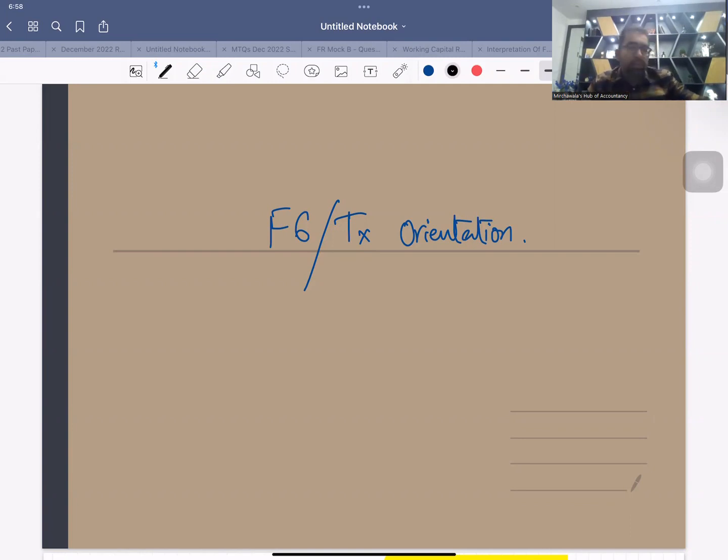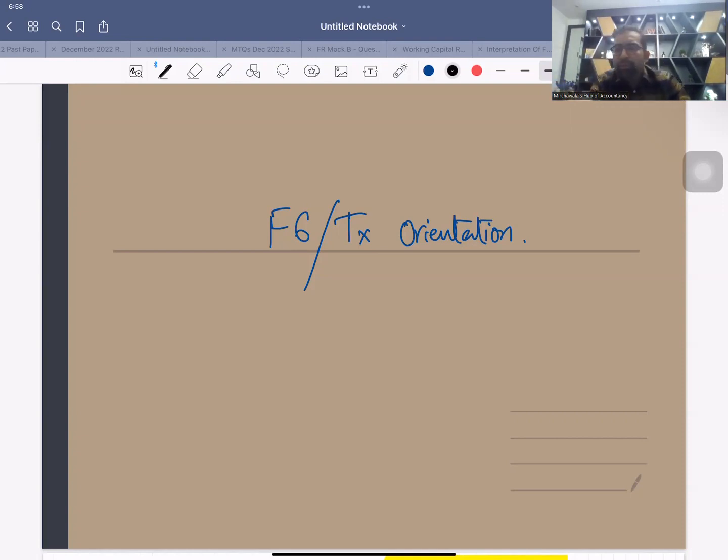Today we are going to discuss the orientation of F6 TX, that is an ACCA paper, right? Before we move on, let me share something about me. I've been teaching for the last 18 to 20 years now. I not only teach this paper F6 TX, but I also teach F3, which is FA. I also teach F7, which is FR, Financial Reporting, SBR, Strategic Business Reporting, and also ICW, Corporate Reporting.